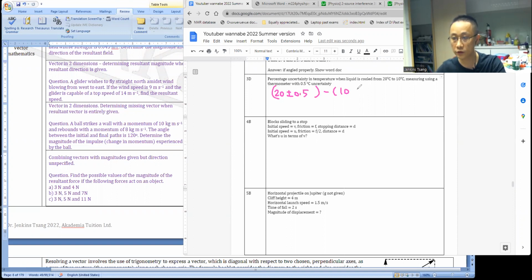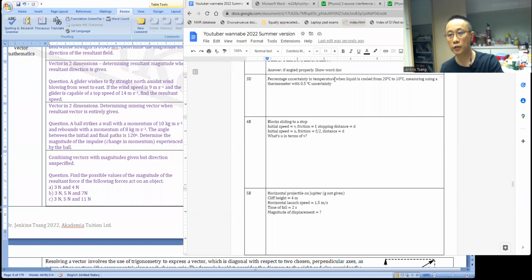So the temperature difference is simply 10. And in a subtraction situation, you should recognize that the uncertainty of the calculated quantity is the simple sum of the absolute uncertainties of the two starting quantities. So 20 minus 10 is 10, and then 0.5 plus 0.5 is 1. So the percentage uncertainty is just 1 divided by 10, and then you multiply by 100%. And that should be a very obvious 10%. So choice D again.